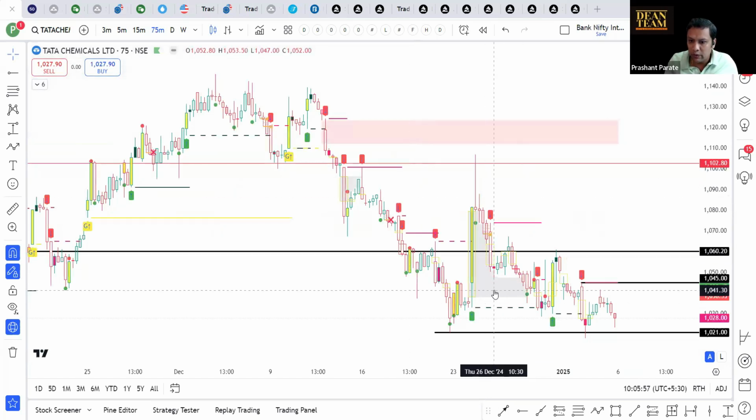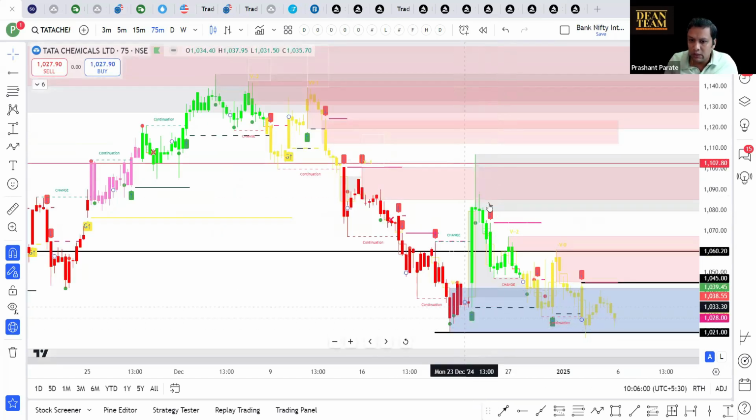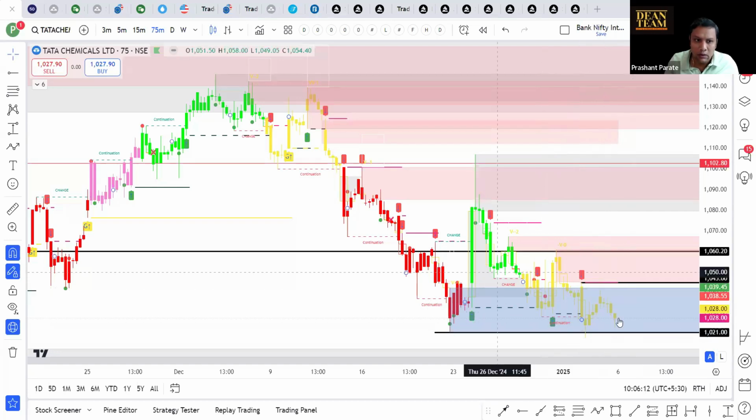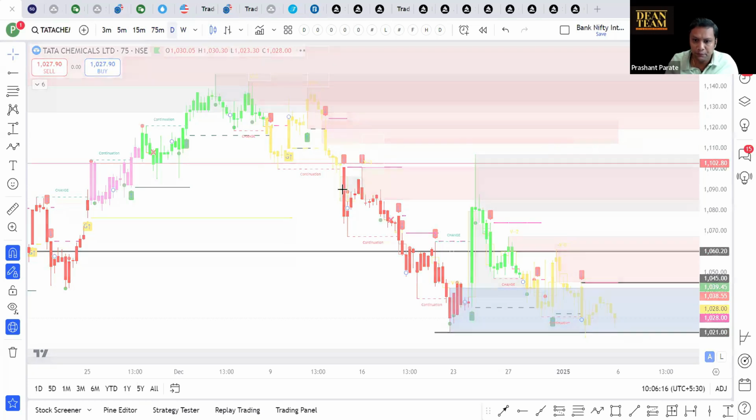On 75 minutes, what do we see? 75 minutes is similar strong buying force. There is some selling force here, and selling force will disappear once 1045 has been crossed. So it is also in sync. If 1045 is crossed, it will give some buying opportunity.